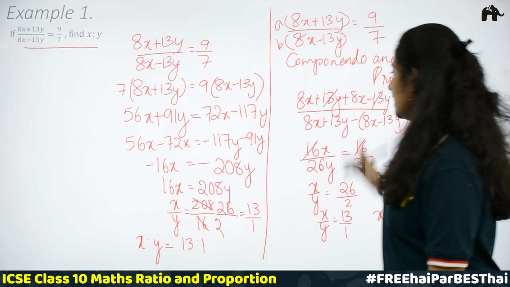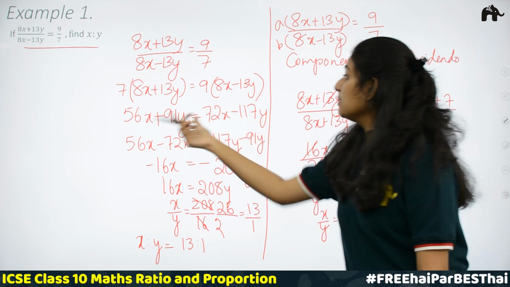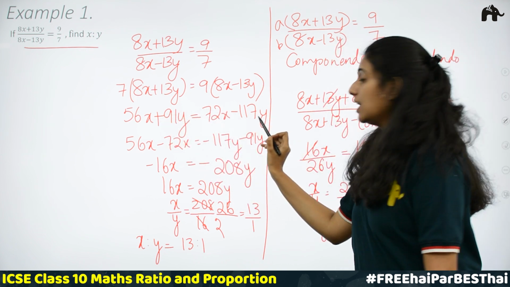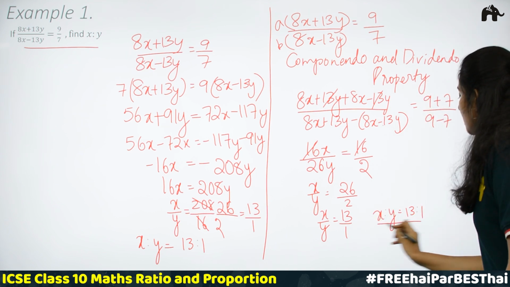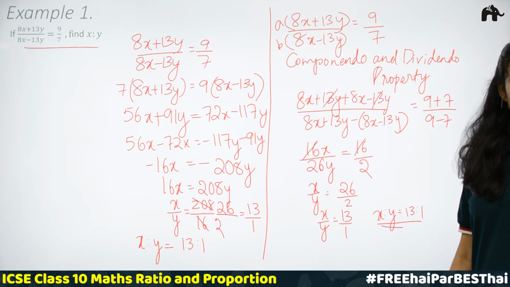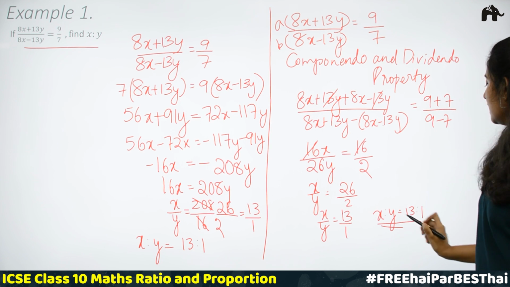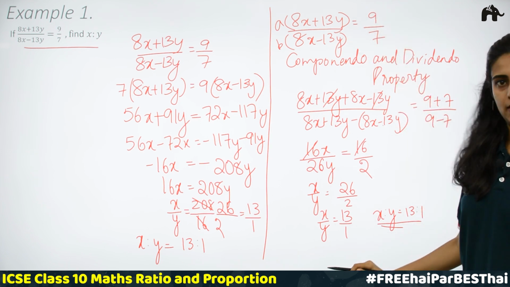This is much easier, right? Here we had more multiplications to do. We got bigger numbers. Here there are smaller numbers and the multiplications were easier. So, we have used the componendo and dividendo property in this case. Got it? X is to y is equal to 13 is to 1. Now on, we are going to use this property.